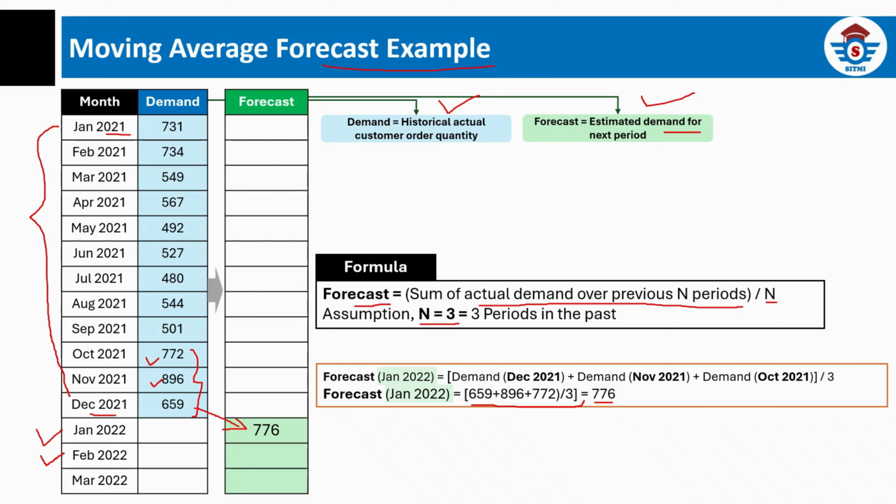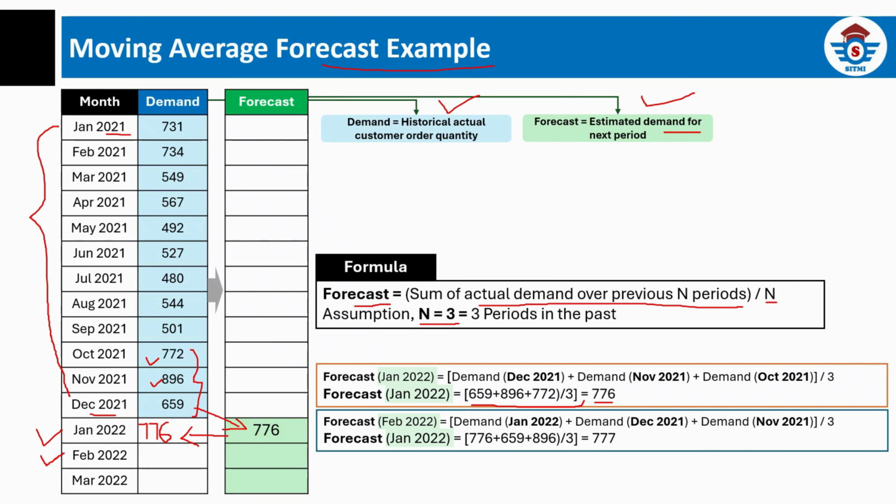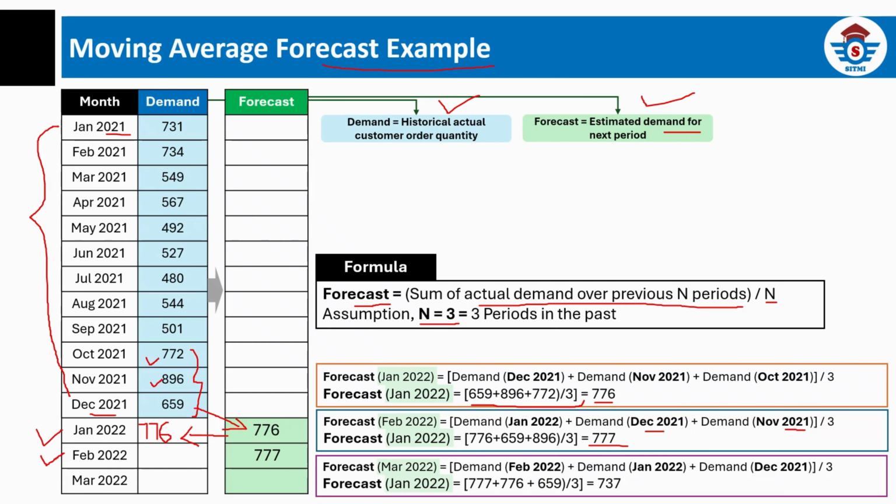Now, you might be wondering what happens when we need to forecast February 2022 and the months after that. Since we don't yet have actual demand for January 2022, we technically treat the January forecast of 776 units as estimated demand. So, to calculate the forecast for February 2022, we take the average of the January 2022 forecast, December 2021 demand, and November 2021 demand, which gives us approximately 777 units.